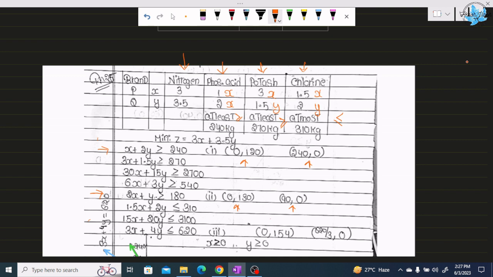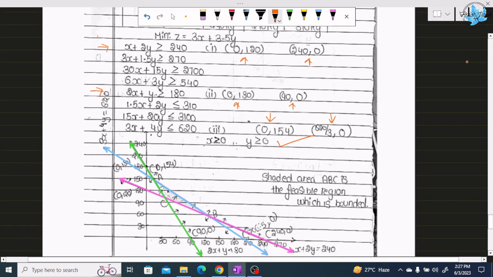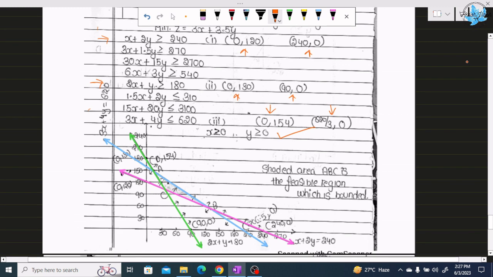Similarly, for the third equation, when x is 0, you will get y to be 620 upon 4. And when you consider y to be 0, you will get x equal to 620 upon 3, and x and y should be greater than or equal to 0. These are our non-negativity constraints. To draw the graph of these equations, I have considered the graph on 30 units distance.